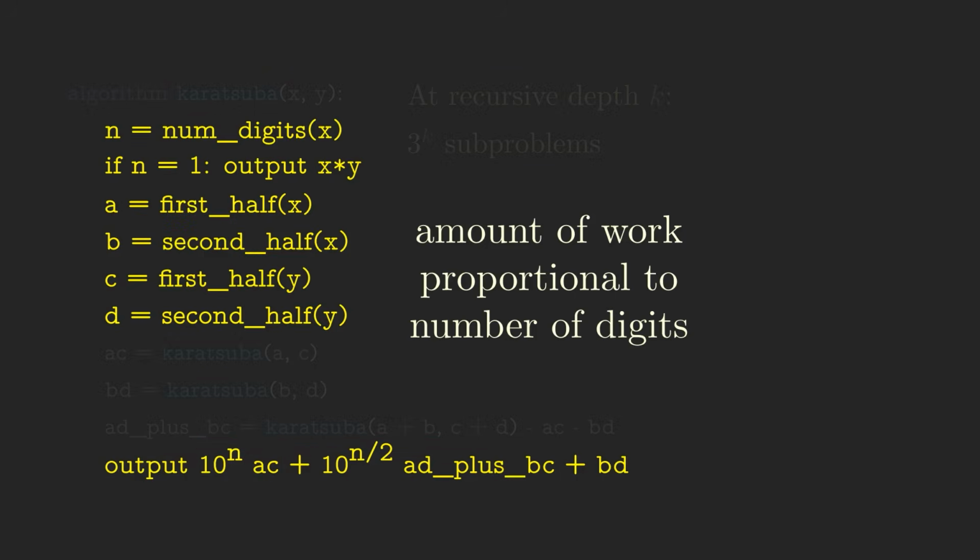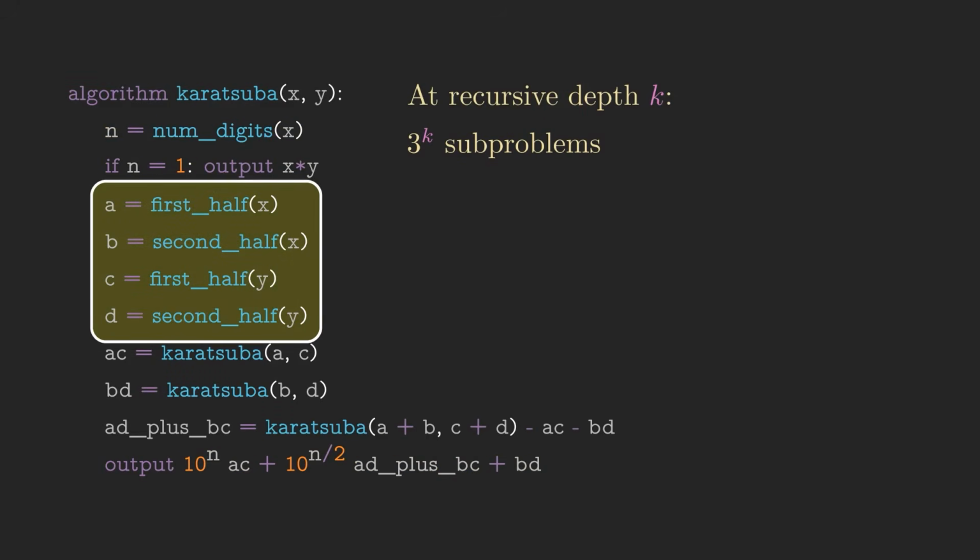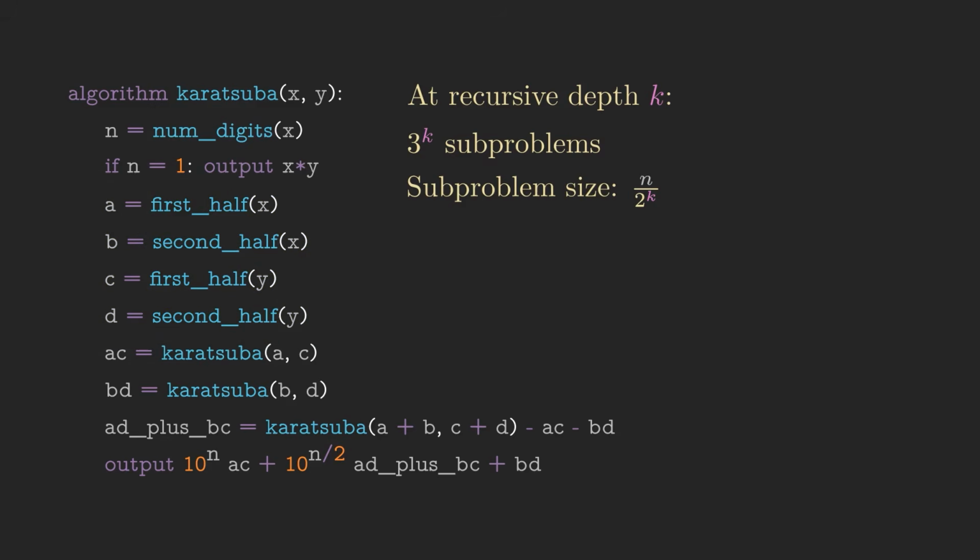Remember, the numbers being multiplied in each subproblem have roughly half the number of digits as the problem that created it. So if the original numbers have n digits, the number of digits in each of the 3 to the k subproblems created by the kth split is n over 2 to the k. That means the amount of work done by any subproblem at the kth split is essentially a sum of a bunch of things that are all proportional to n over 2 to the k, which results in an expression that is also proportional to n over 2 to the k. So we can write it as c times n over 2 to the k, where c is some constant.